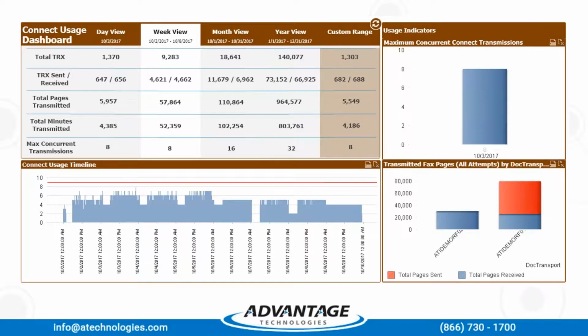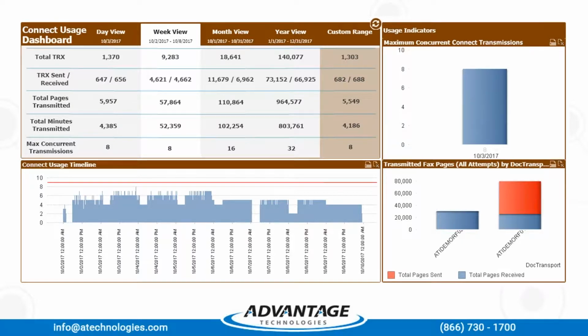And then we get to some new metrics, right? So those two were the same on the usage dashboard. Our new Connect metrics deal with total number of pages transmitted. So this is how many pages Connect reports as having transmitted for you. So we have 57,864 for the week. And we can also see how many minutes those transmissions made up in Connect. So that would be 52,359. Together, those numbers will help you really assess how much traffic you are pushing through RightFax Connect.